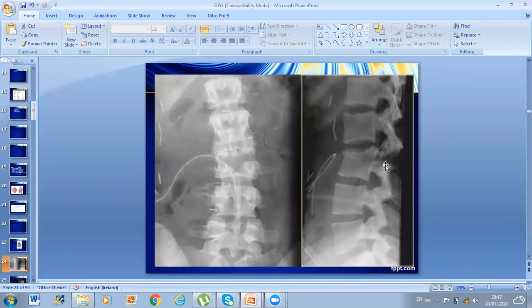What further do you have to do for this patient? What do you think? Yes, Shehbaz knows more of the spine than all of us. So what you do for this patient is you will do MRI.